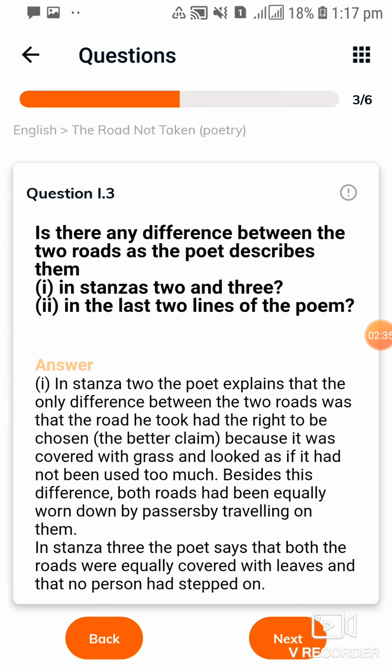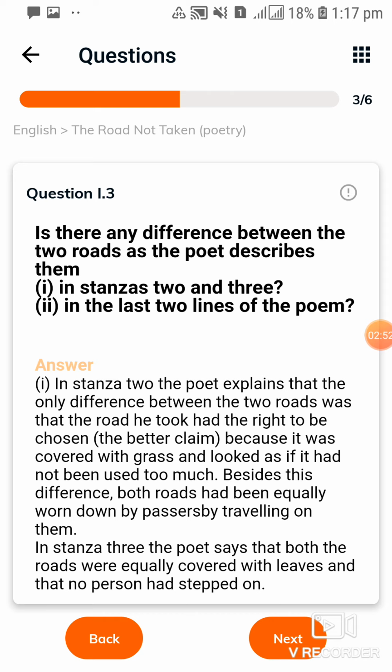Next question, is there any difference between the two roads as the poet describes them? First is in stanza 2 and 3. Second part is in the last two lines of the poem.